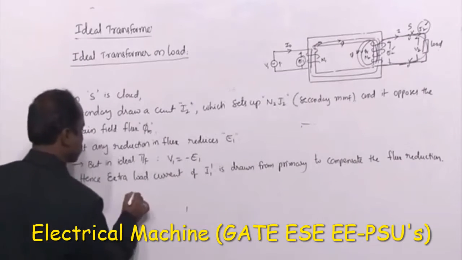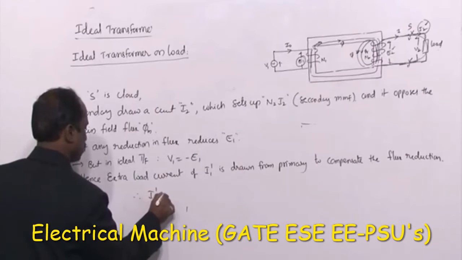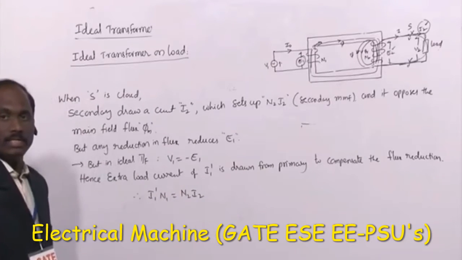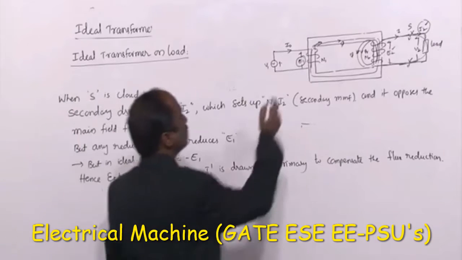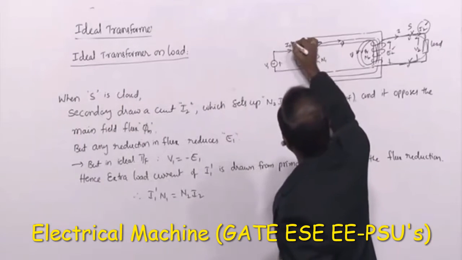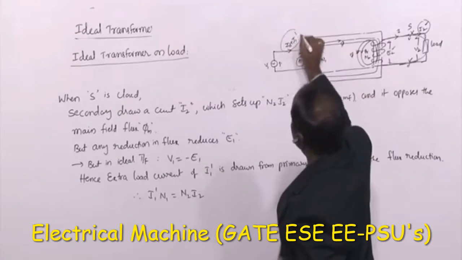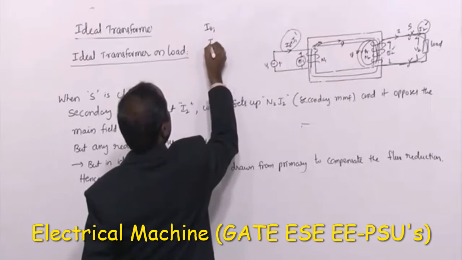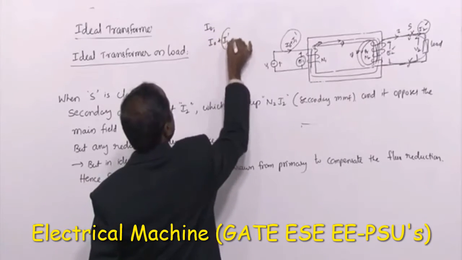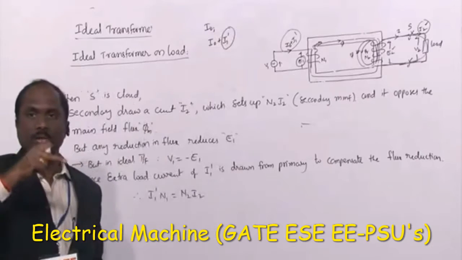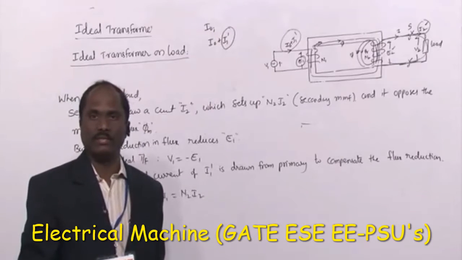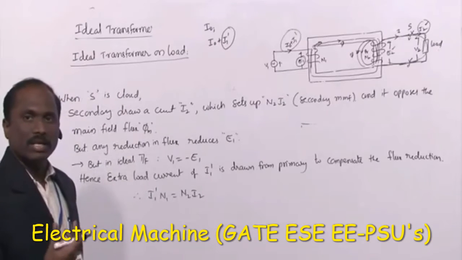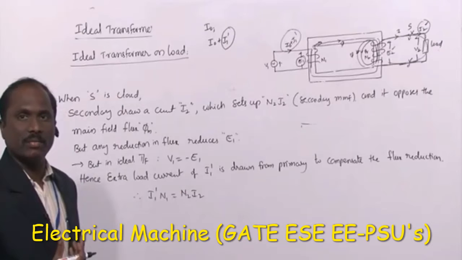Therefore, at this point what happens? Extra current is drawn, so that I1 dash N1 must be equal to N2 into I2. So what is the extra MMF here? Initially it is taking an I0 current. Now what is the total current? Total current is nothing but I0 plus I1 dash. The extra component of the current is to induce more MMF in the primary winding. What is the purpose of this extra component of the MMF?